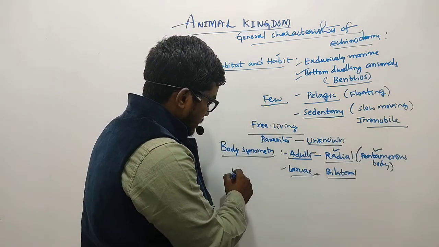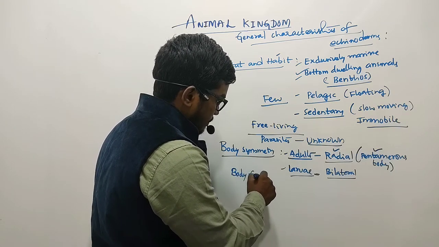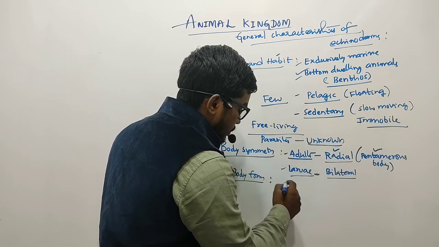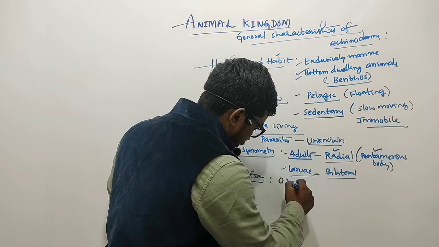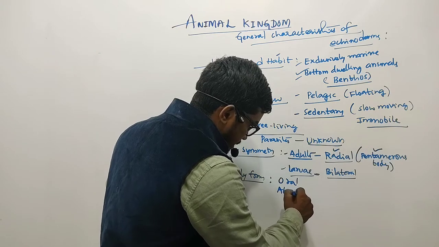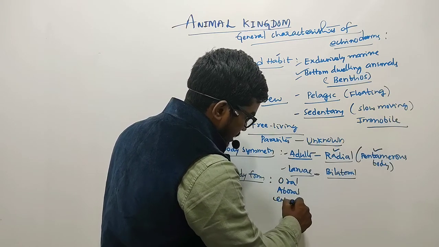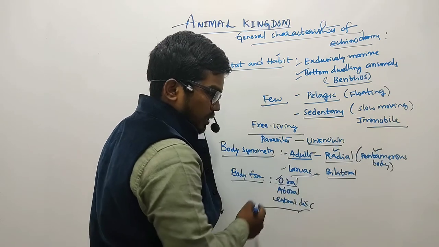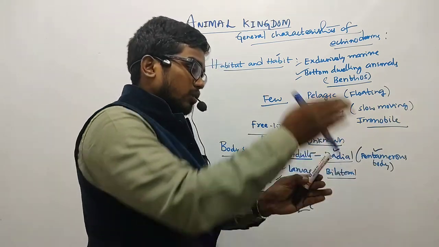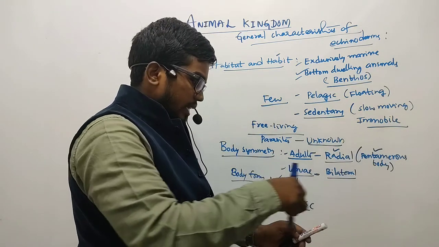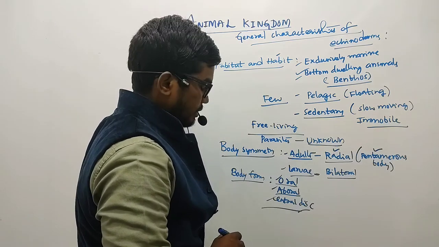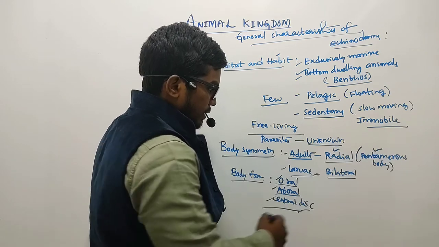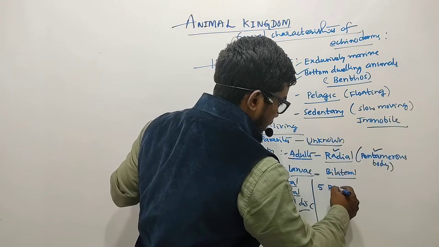When we talk about their body form, it can be divided firstly into the oral surface, then the aboral surface, and they also have a central disc. The oral surface will have the mouth, and just opposite to oral there is the aboral surface. Then there is a central disc situated at the center of the body. So this is how their body is differentiated. They have five radiating arms.